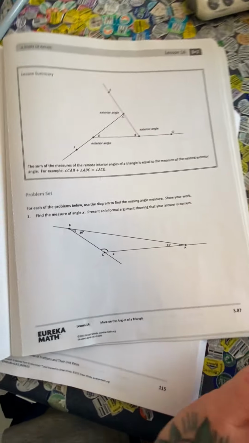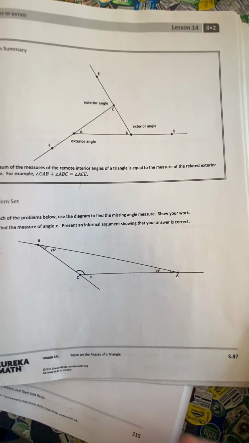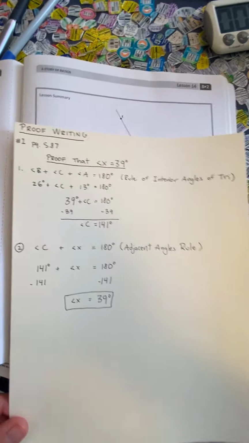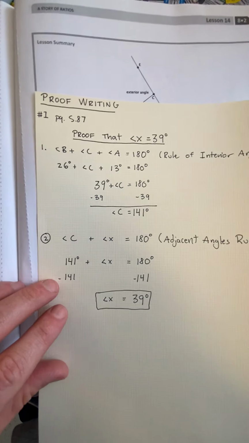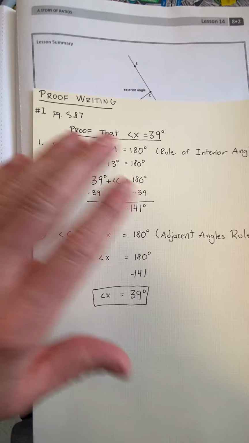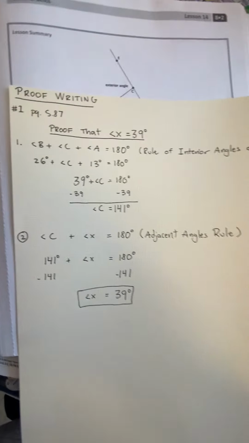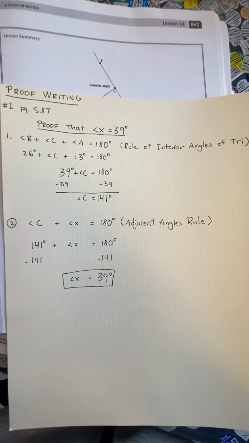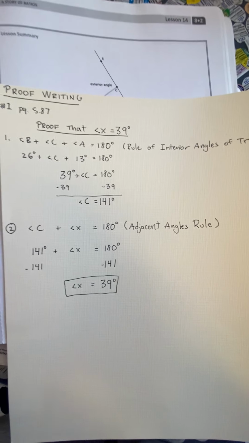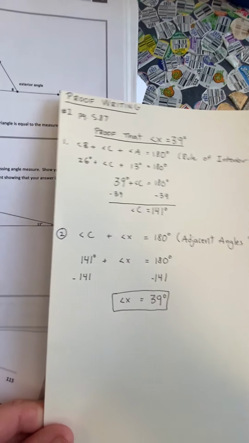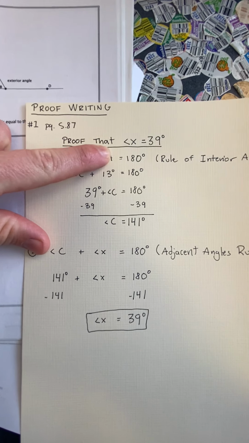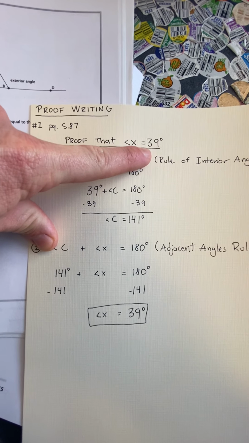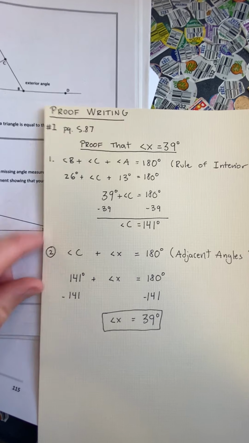So we've done this, and a lot of you guys have sent me your work, you've showed me your algebra, your arithmetic, but today we're gonna write a proof. So for each of the problems that you're gonna do today, you're gonna have to have a proof like this. So a proof says, this is the answer, and this is how I know, okay? So we're gonna title it like this: proof that angle X is equal to 39 degrees. Here's how we prove it.